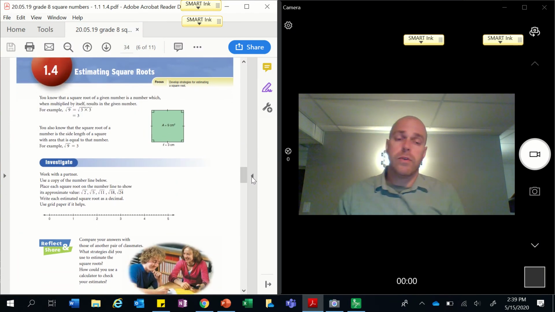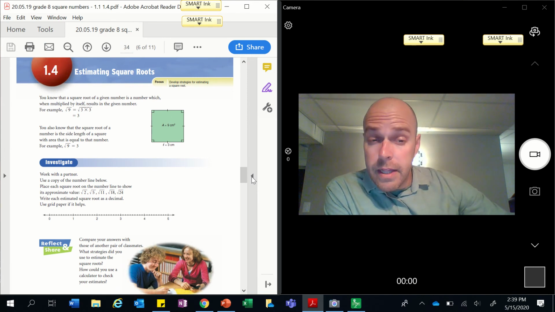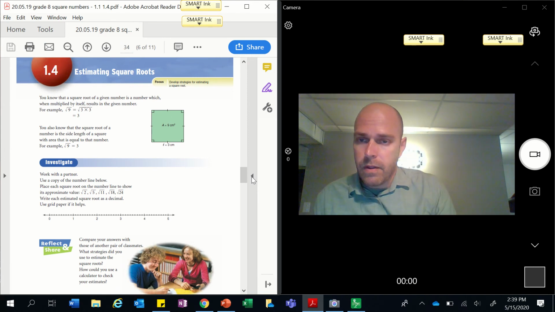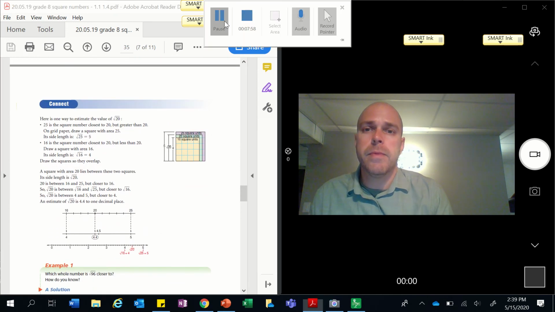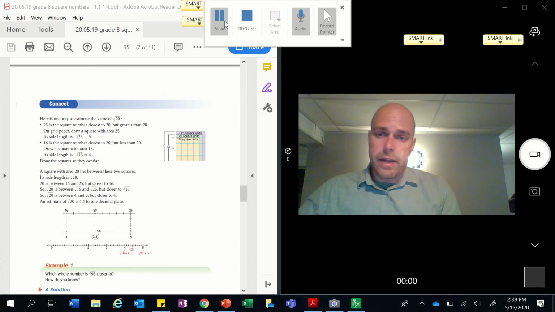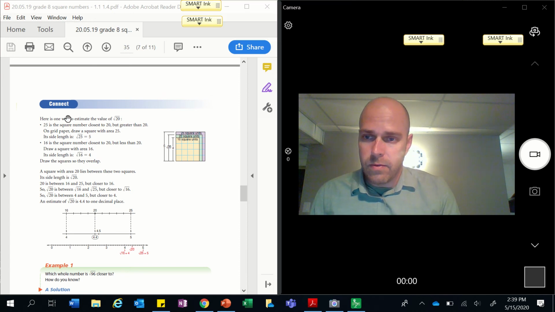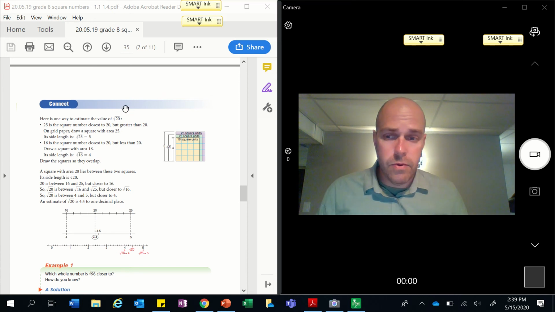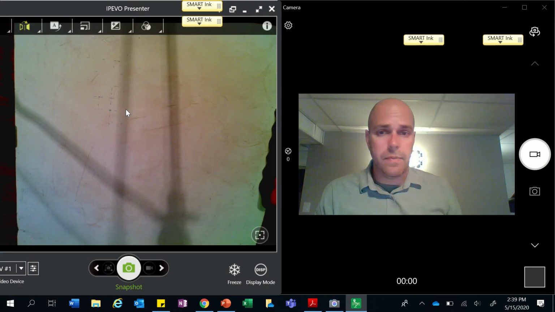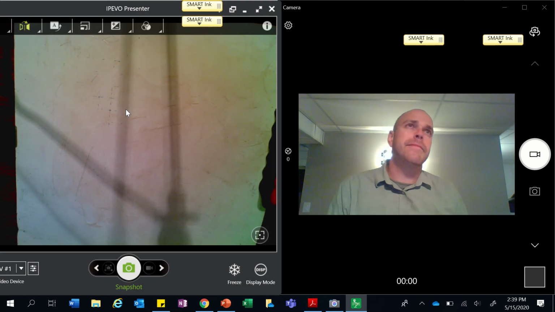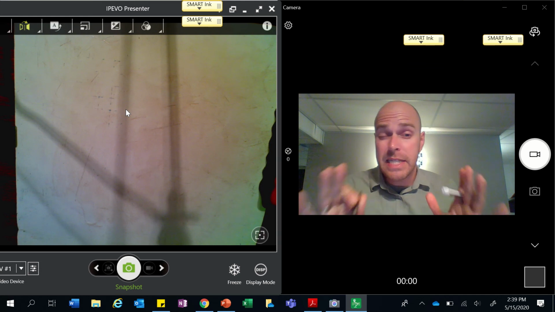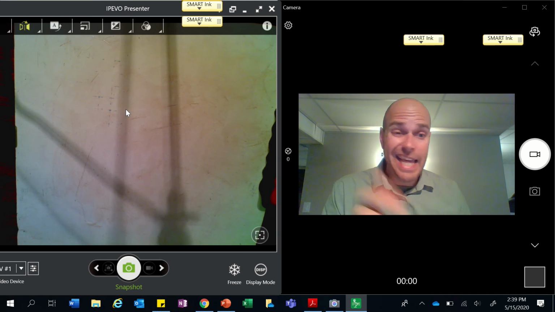Estimating square roots. You're going to find that sometimes square roots don't completely line up. So let's take a look at an example. It says, let's estimate the value of the root of 20. Well, if I gave you 16 or 25, that'd be really easy.